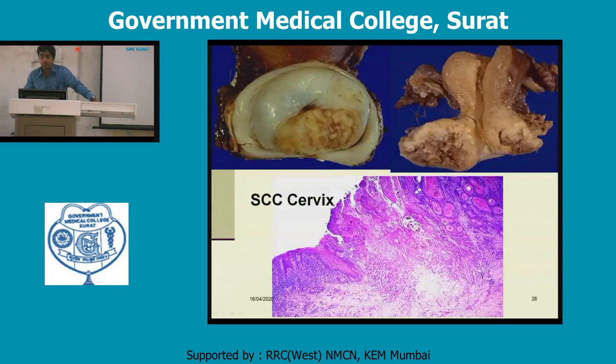Squamous cell carcinoma cervix. This is a gross picture, cut section of uterus and cervix. A large cauliflower-like proliferated grayish white growth is seen, circumferential, involving all the leaves of cervix. Microscopically, this is invasive squamous cell carcinoma of cervix.